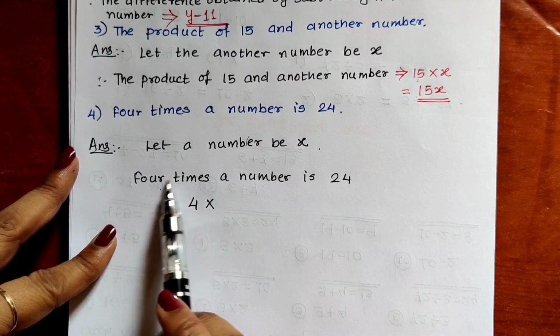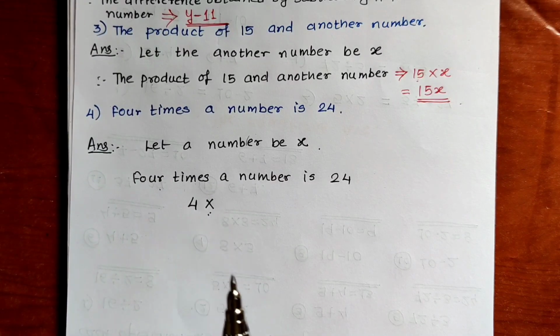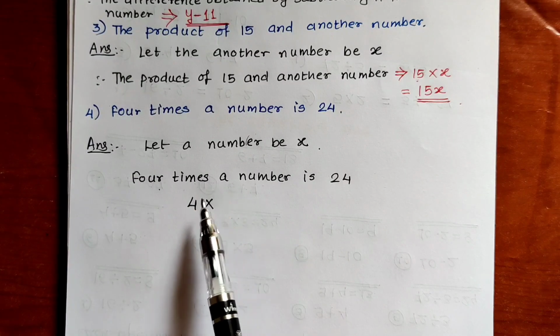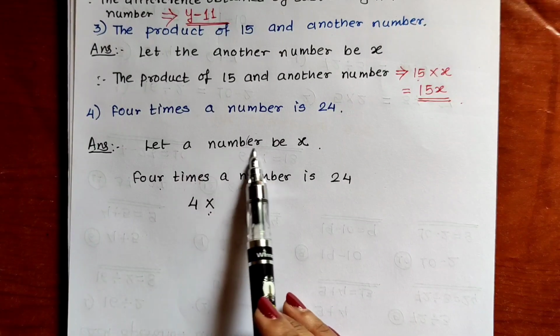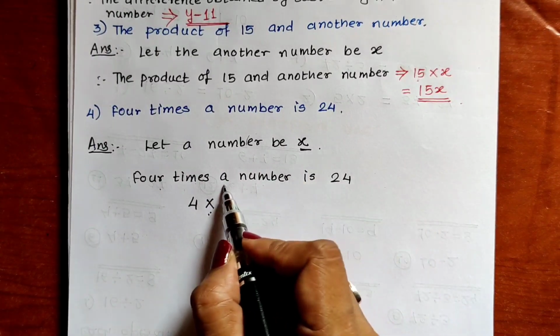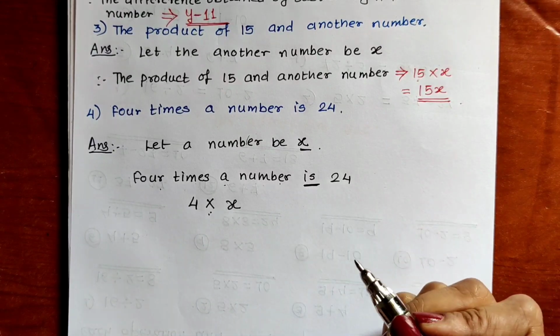4 times means what? 4 multiply by. Times means multiply by. Whenever you see times, you will have to write the multiplication sign. 4 times means 4 multiply by. A number, what we have taken a number as x. 4 multiply by a number, in place of a number, what we write? x.